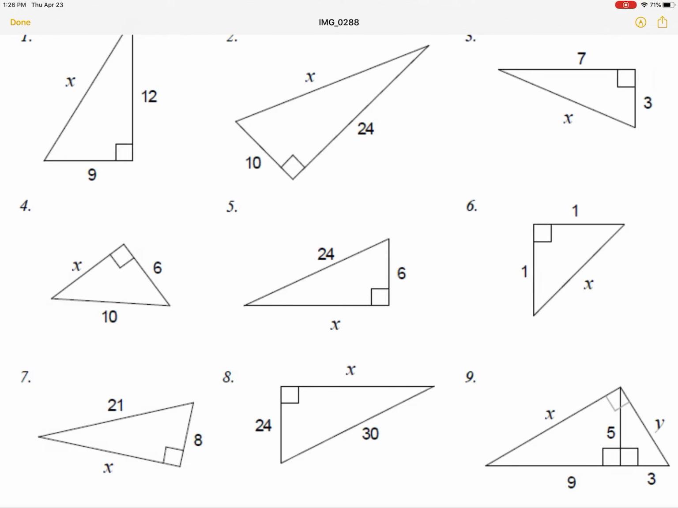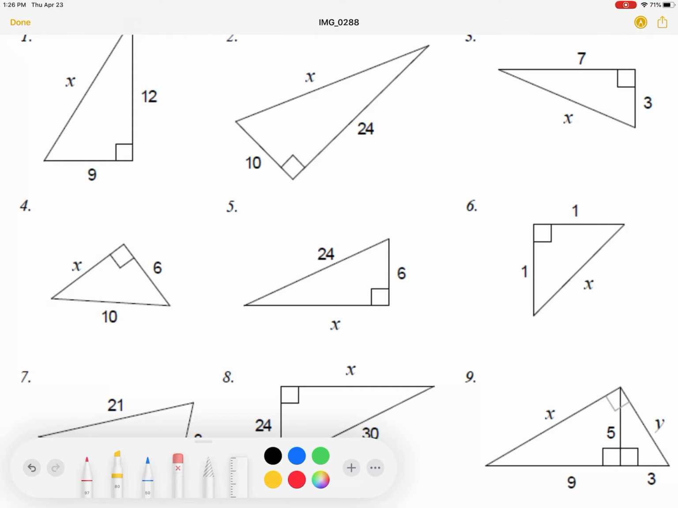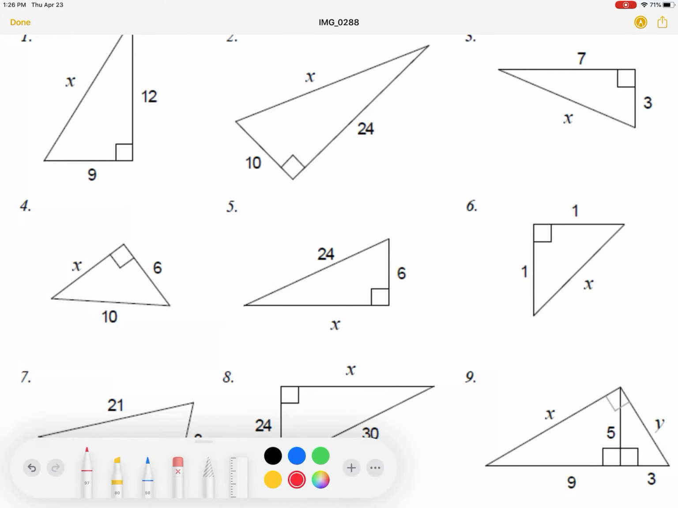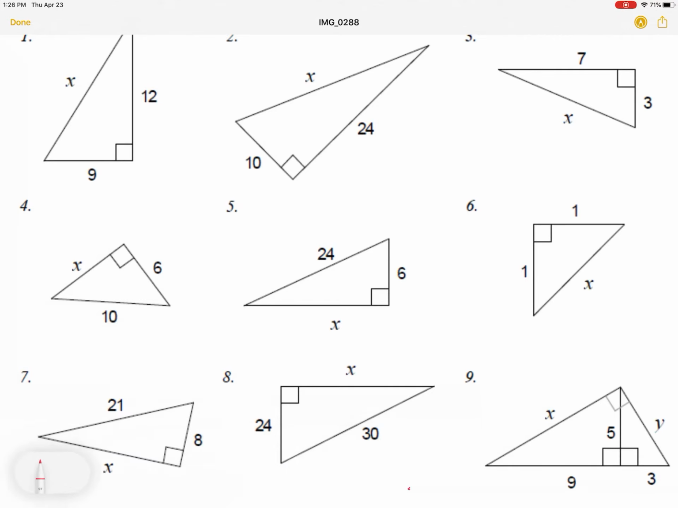So the Pythagorean theorem states that... Hold on. Let me get a pen here. Let me erase that. The Pythagorean theorem states that a squared plus b squared equals c squared. All right? Why is this confusing? Well, it's confusing because we're talking about math and this is all letters.